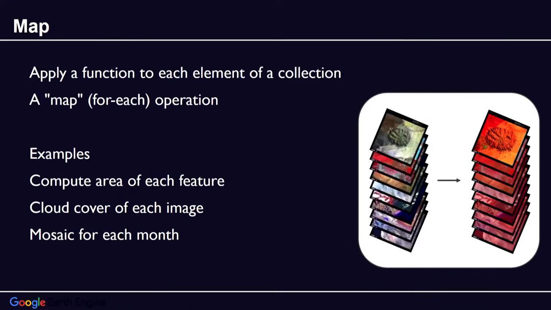Then something called map. Map is like, suppose you want to apply a certain function to all images in an image collection. That is called an apply, like computing the area of each feature. In our feature collection there will be multiple features, and suppose you want to calculate the area for each feature, or the cloud cover of each image, then with map we can apply a certain function to each image.